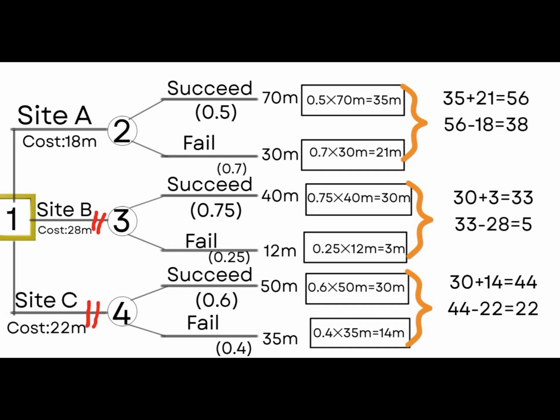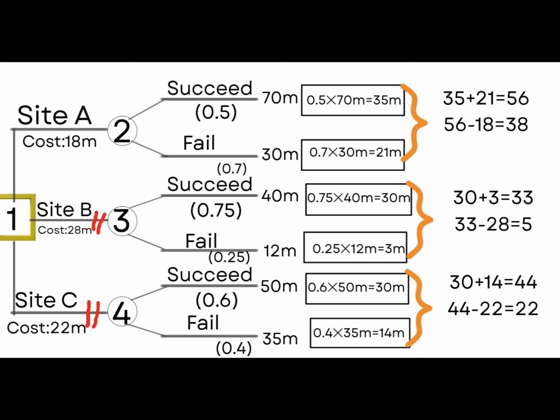So we can see that for site A, success is a 70 million payoff with a probability of 0.5, and failure is a 30 million payoff with a probability of 0.7. Calculating the expected value, we get 35 million and 25 million. We add these, which is 56 million, and subtract the original cost, which is 18 million. So our value becomes 38 million. The same process goes for the rest, site B and site C.